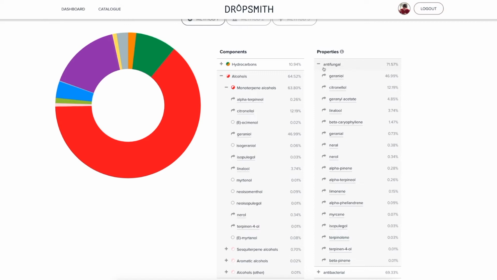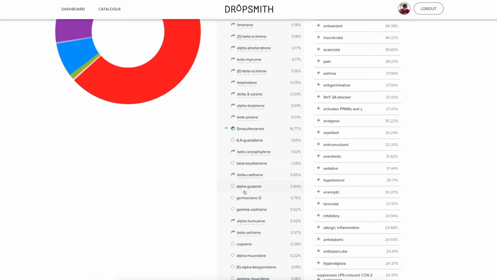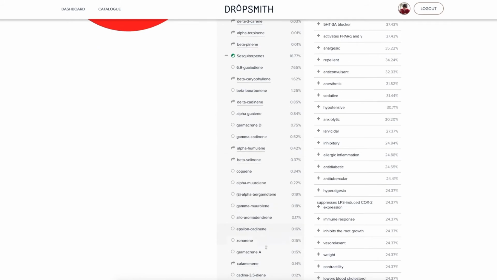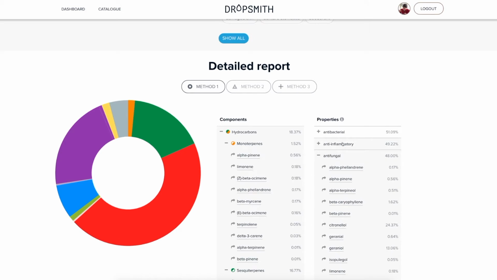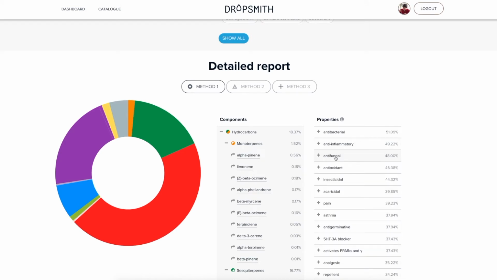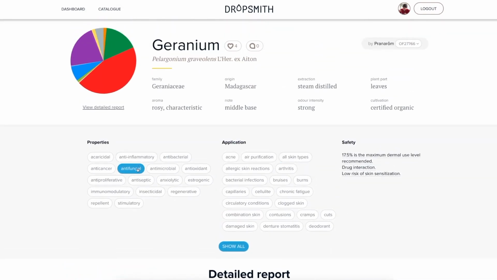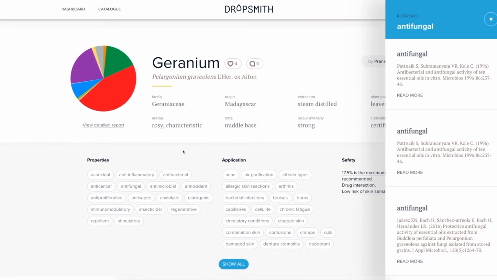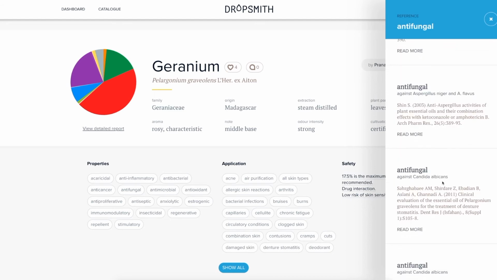But also, do not forget that, for example, in geranium, we have quite a lot of components that we do not have research for. So perhaps that is why the antifungal property here is not as high as it should be, because geranium itself, if you look here, was tested on its antifungal properties, and it tested well. So it does have antifungal properties as a synergy of a whole essential oil.